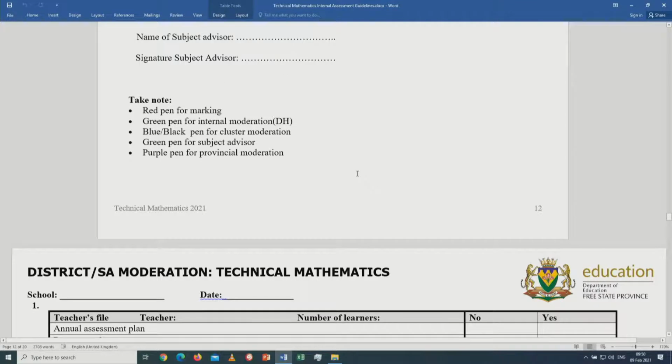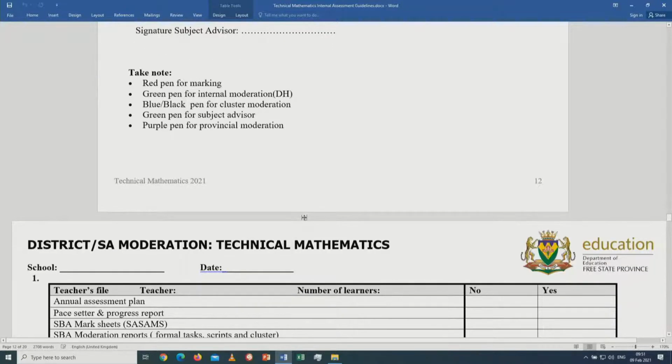And colleagues, please, to avoid confusion, at school level, I think this must be noted. At school level, when you moderate, you use green pen. Colleagues, please, HOD. You find sometimes HOD using the red pen to moderate. Blue pen, black pen is for cluster moderation. Green pen is for subject advisors and department heads. Purple pen for provincial moderation. So please look at this. It's very important. The HOD, please use the green pen for internal moderation.